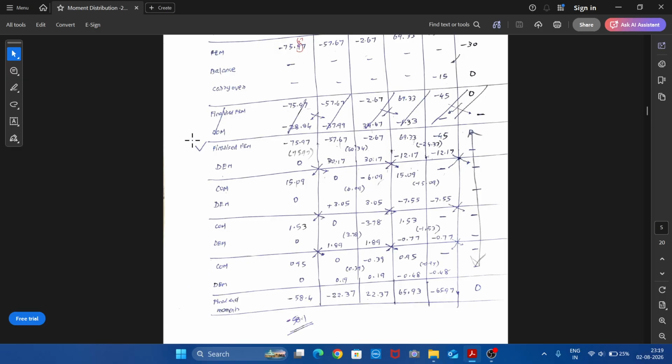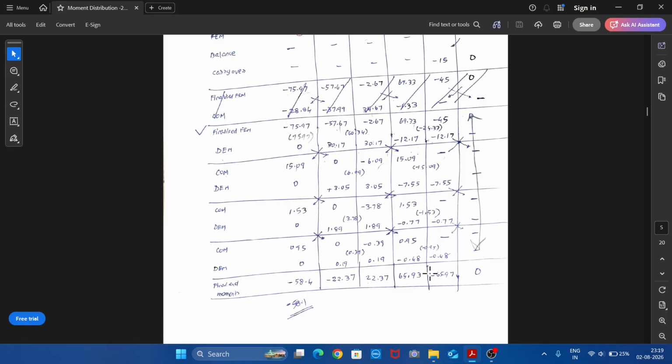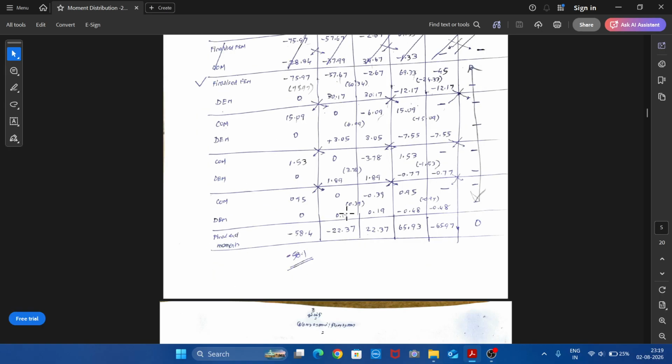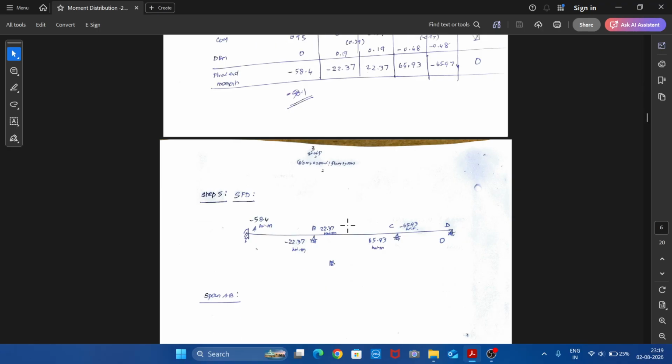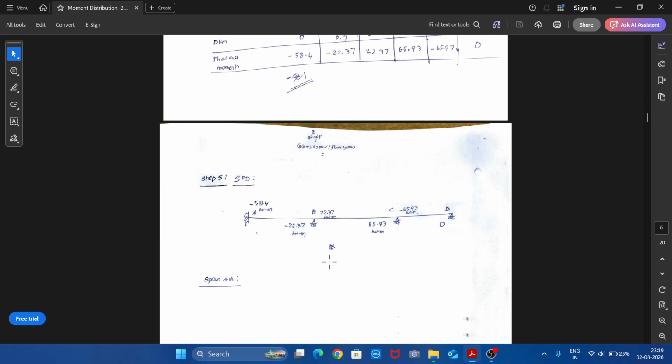Then we can start from this finalized fixed end moment, add all the values, and you'll be getting the final end moments. So this is the procedure to be followed in the moment distribution method. Then once the end moments are there, we can go on to analyze the shear force and bending moment.